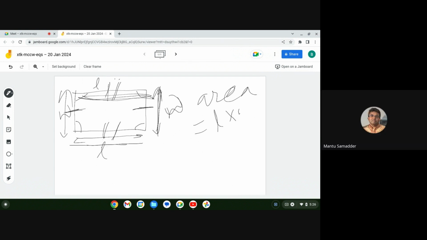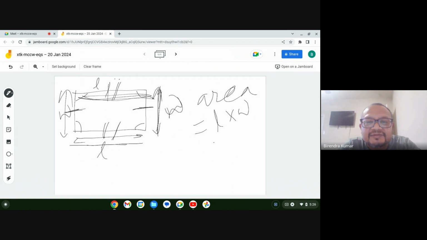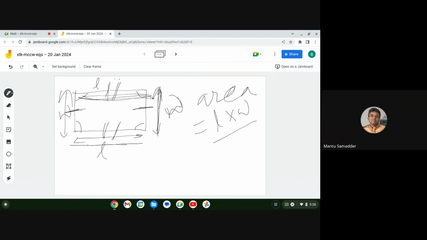Length times width. Yeah, length times width. Length times width.